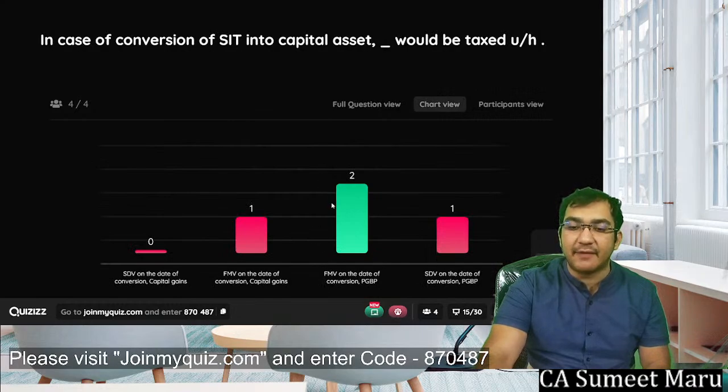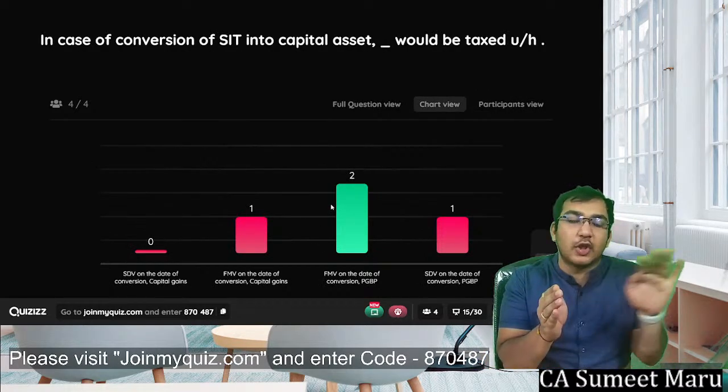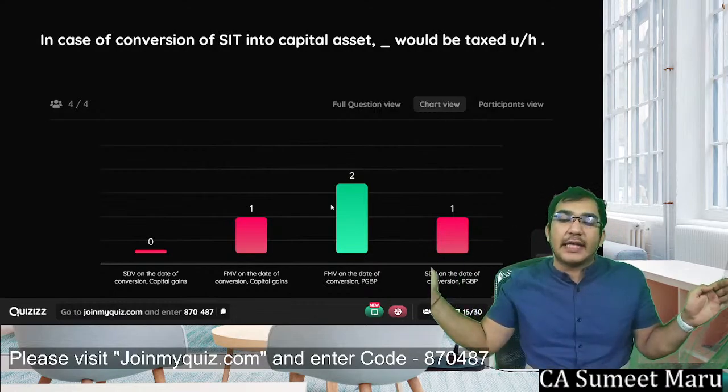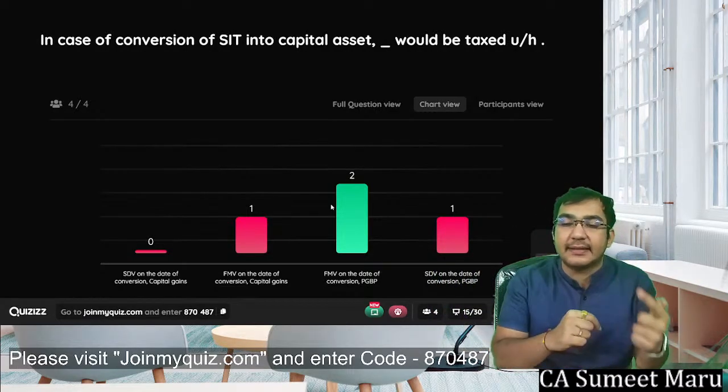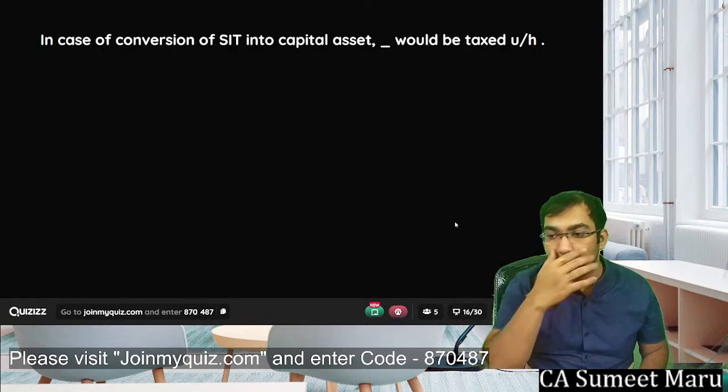And that answer is fair market value. So up to fair market value, it is going to be taxable in PGBP. Thereafter it will be taxed in capital gains. The reverse happens in the capital gains chapter. Next question.